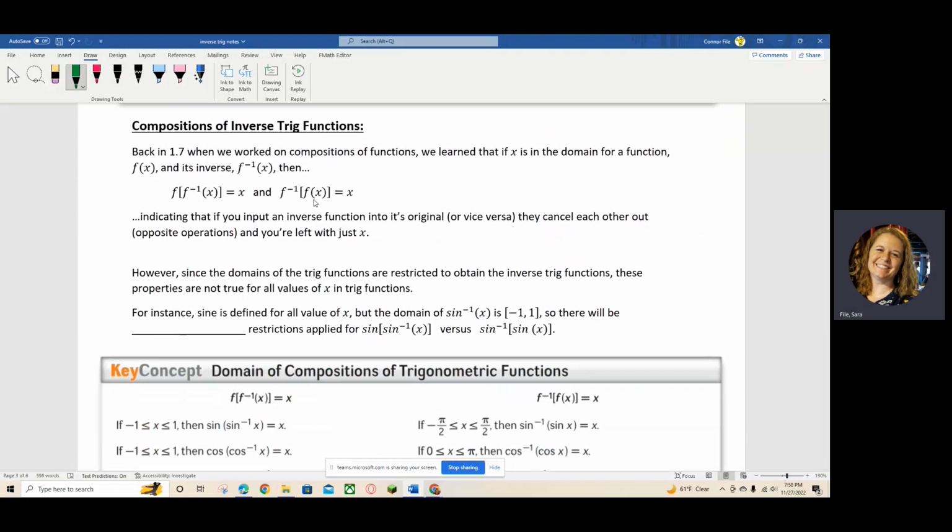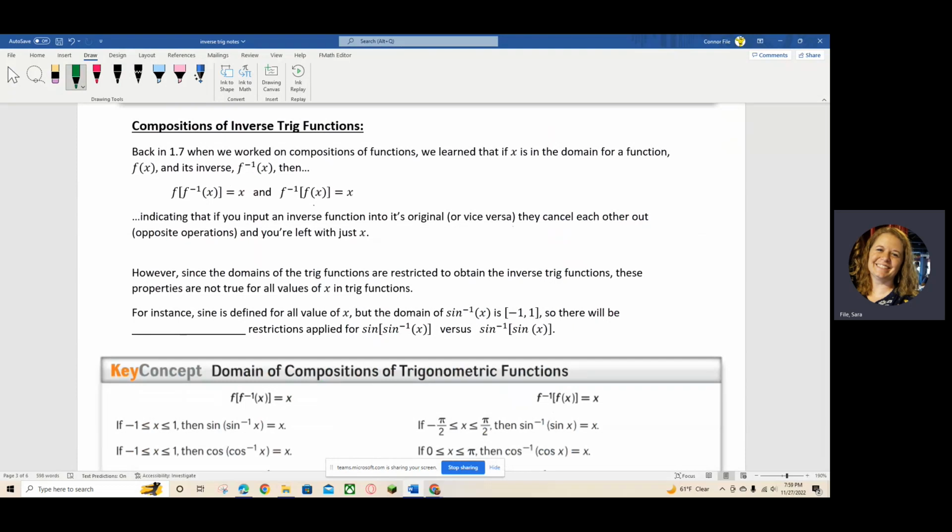That's the same thing with trig functions. That rule still applies because they are still functions. So if you have a composition of a trig function and its inverse, those operations are just going to cancel each other out. Okay. Now, this one says, however, since the domains of trig functions are restricted, it's not going to necessarily be exactly the same. Sometimes you will have a no solution or something. But the concept is the same, and that's what this key concept box is going to show us here.